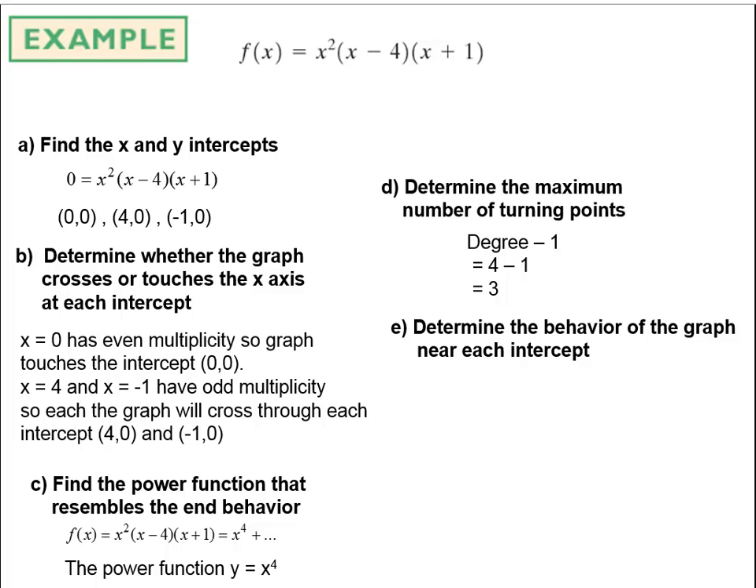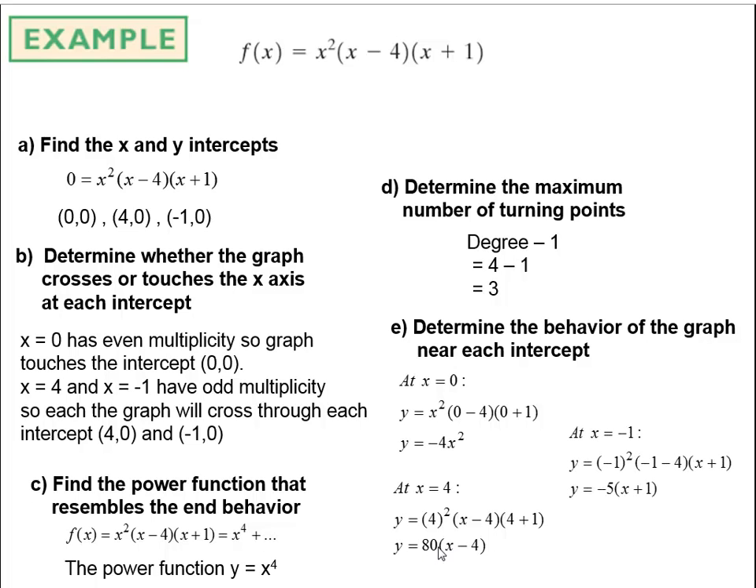And then letter E says determine the behavior near each x-intercept. Right? So just like we talked about in the prior couple of examples, at x equals 0, I'm going to plug 0 into all the other factors. And so I'm going to get negative 4 times x squared. So there's my bouncing that I see there. And then x equals 4, I'm going to plug into the other 2 factors, except the one that makes 0. And I get a line, y equals 80x, with a positive slope of 80. And then the last x-intercept, I would do the same thing.